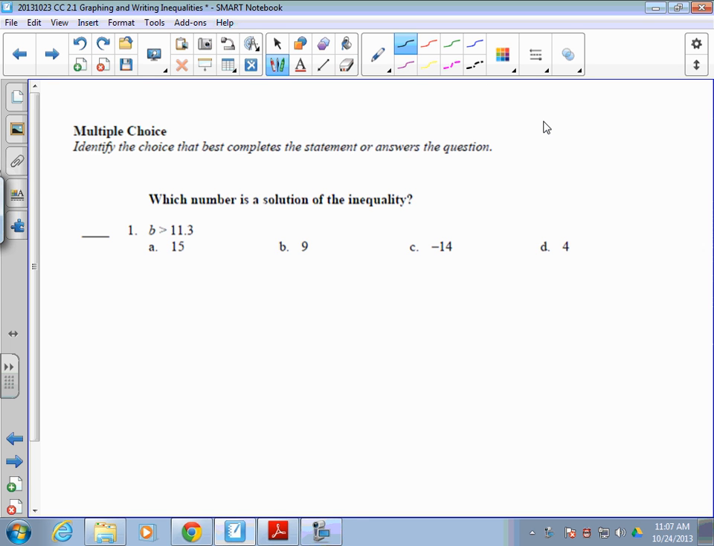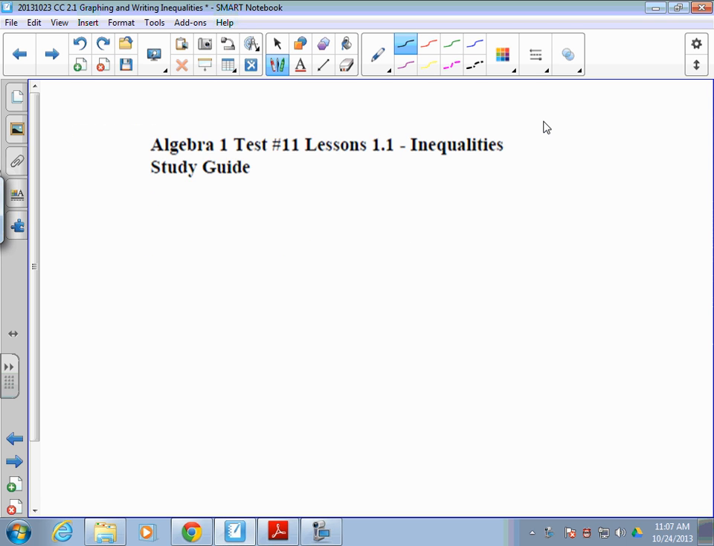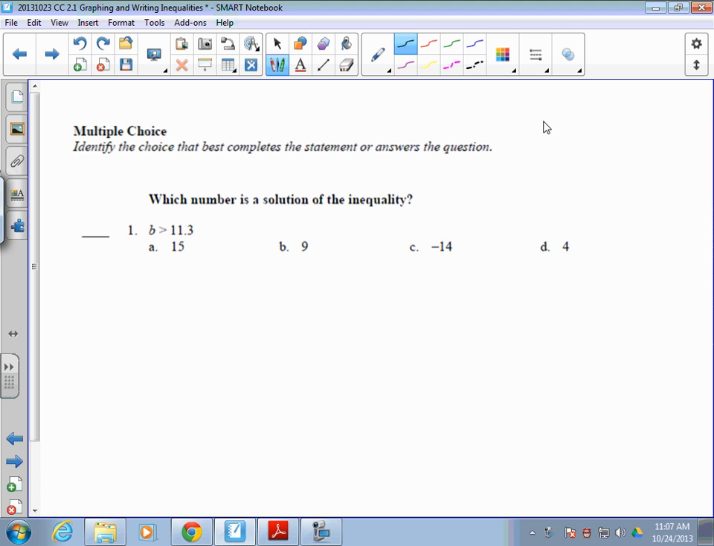Okay, this is Algebra 1, test number 11. We got through inequalities, our study guide from test number 11. First, we're identifying multiple choice ones for the first couple.